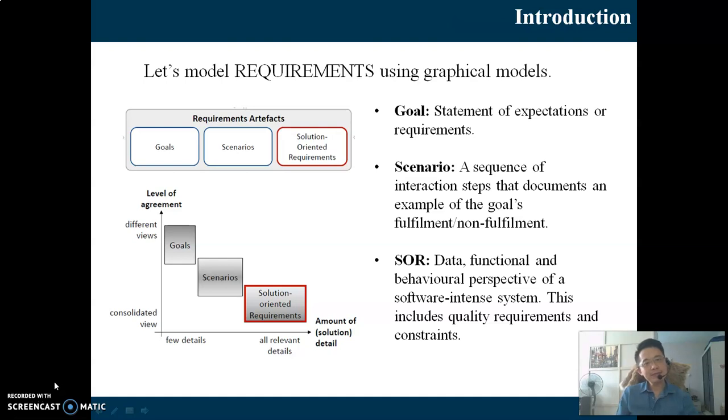Solution-oriented requirements have the most number of details. They provide the consolidated view. Solution-oriented requirements are an artifact that a requirement engineer will come up with, having analyzed the goals and scenarios. Thus, they obviously should contain more relevant details, providing a more consolidated view as compared to scenarios and goals.